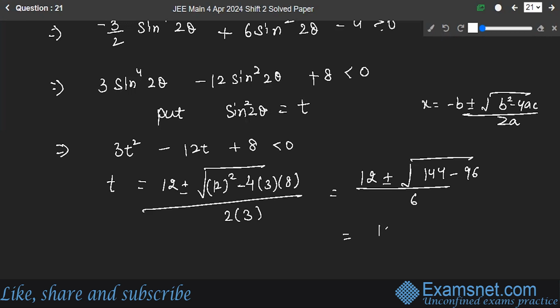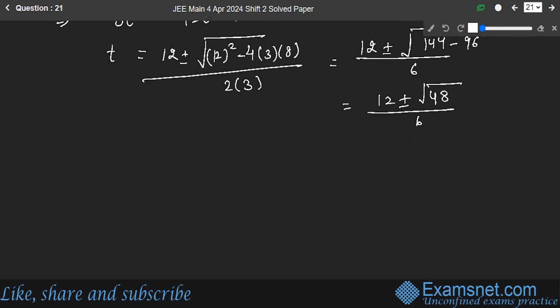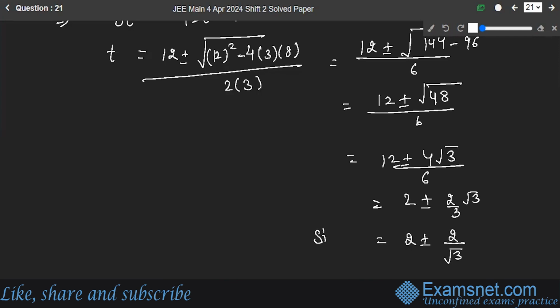Or this will be 12 plus minus root of 48, correct? Upon 6. Or this will be equal to 12 plus minus, 2 plus minus, this will be 2 by 3 root 3. Or this will be equal to 2 plus minus 2 upon root 3. This was the value for t. So t was what? It was sin²2θ.